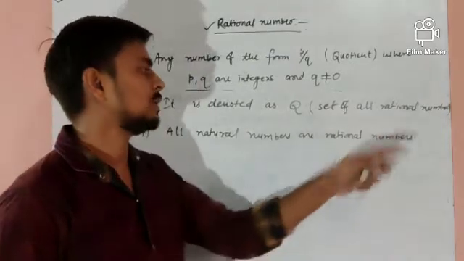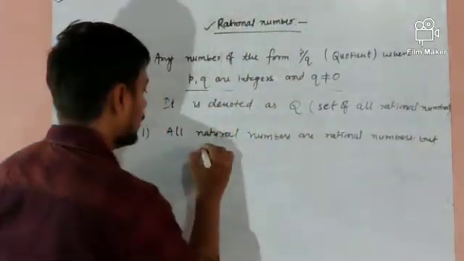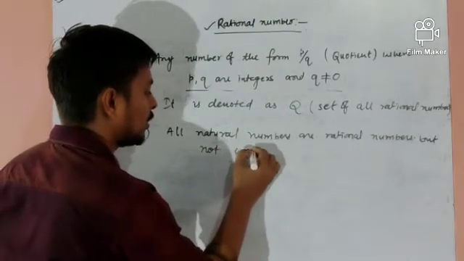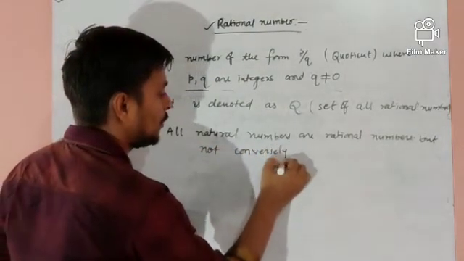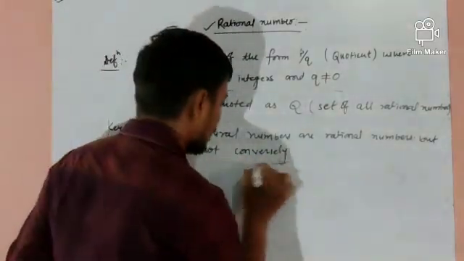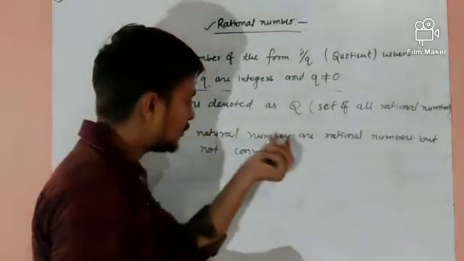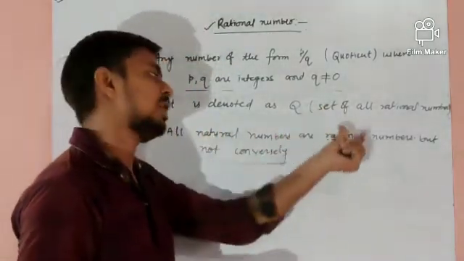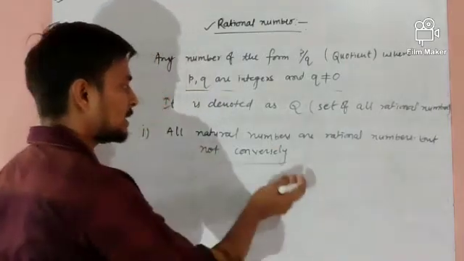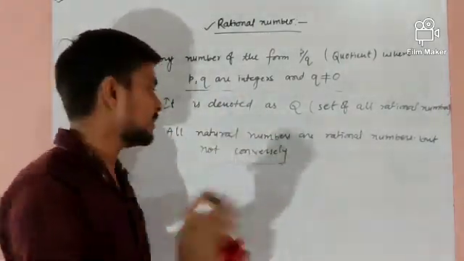All the natural numbers are rational numbers. You can extend it, but not conversely. What is the meaning of this, but not conversely? It means all the natural numbers will surely be rational, but whether all rational numbers will be natural numbers or not, it is not sure.